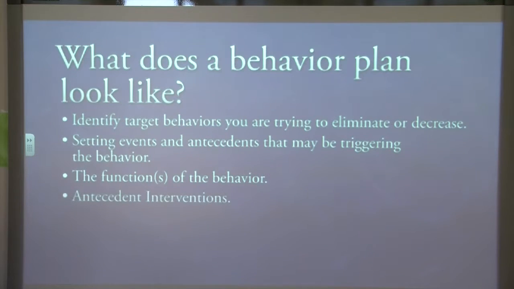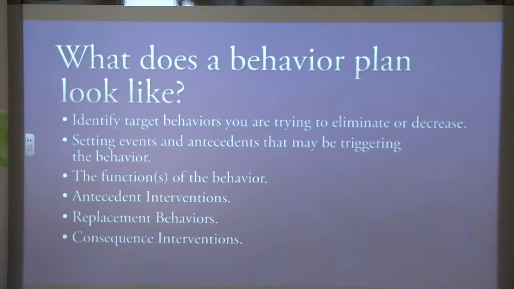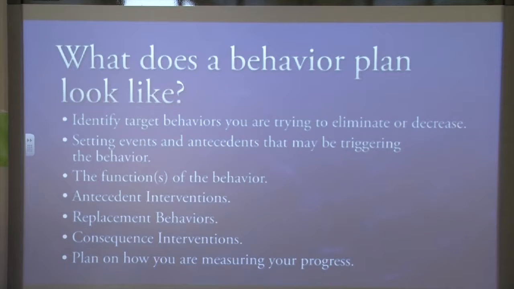Then you will list out antecedent interventions, which we learned about in part 1 of this training. Then we will list out replacement behaviors and consequence interventions. The plan should have the intervention strategies written out and operationalized so that everyone can clearly understand how to use the interventions. Lastly, the plan should specify how you are going to measure progress to make sure the plan is working or not working.